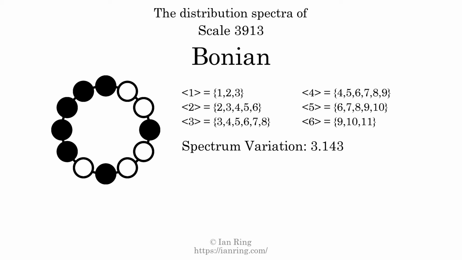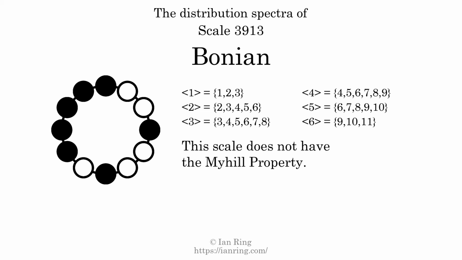Since the variation is greater than 0, this indicates that the scale is not perfectly even. The highest spectrum width is 5. Since this is greater than 1, we know that this scale is not maximally even. If every spectrum has exactly 2 specific intervals, we call that the Myhill property. This scale does not have the Myhill property. Since the generic interval ranges overlap, this scale is an improper scale.